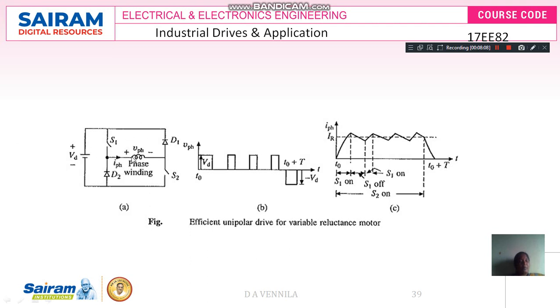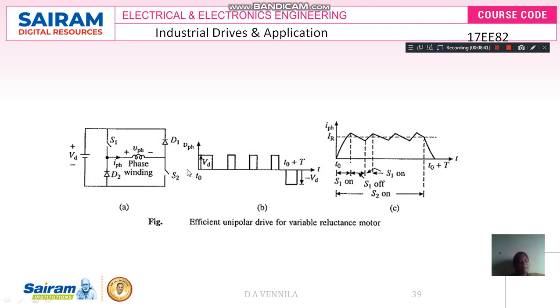When this S1 is open, initially at time t equal to t naught, the switches S1 as well as S2 both will be on. At time t equal to t naught, the current starts building up in the phase winding. This connects your phase windings to the DC source voltage, and the phase current I phase starts building up in the phase winding.